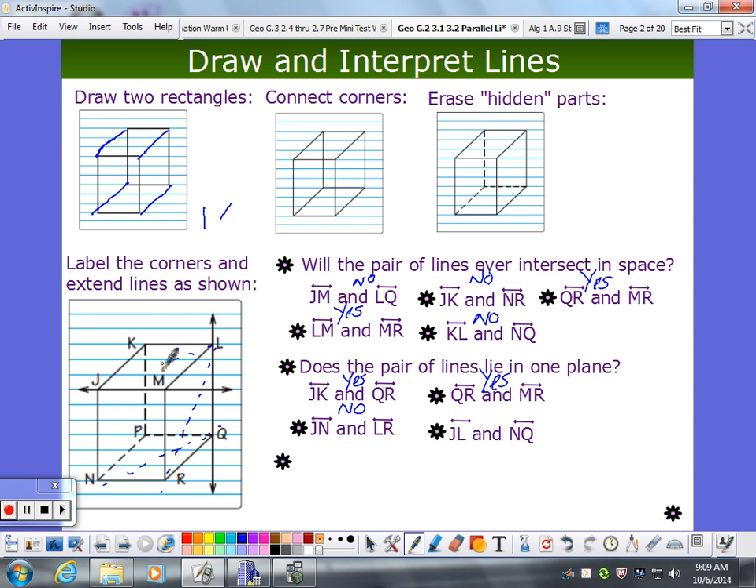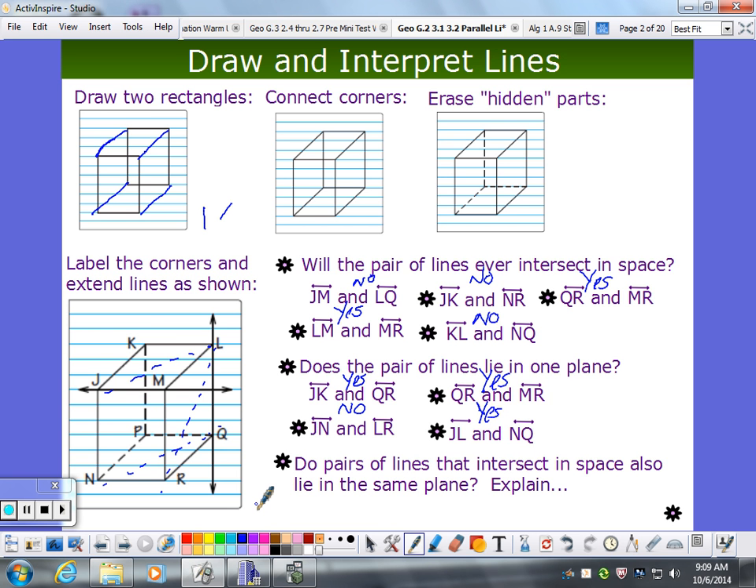And then what about JL? Again, we kind of have to imagine that line. And NQ. This one. What do you think? Yeah, I think this one is a yes, because this one's this way, and that one's that way. So they are lines that it looks like I could fit a piece of paper on top of them.